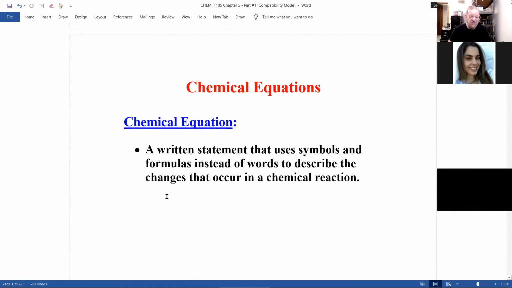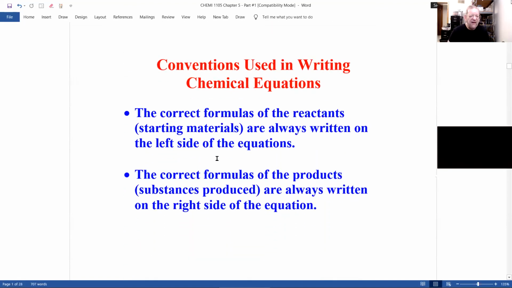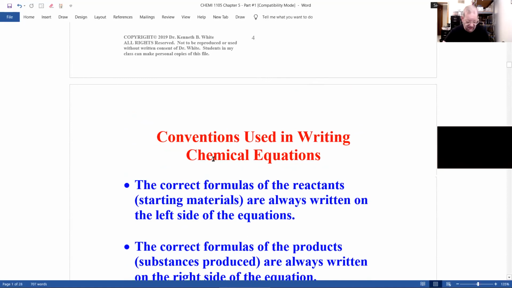I will not ask what the definition is, but you should know chemical equation. It's a written statement that uses symbols and formulas instead of words to describe the change that occurs in a chemical reaction. And let me put up a chemical equation.